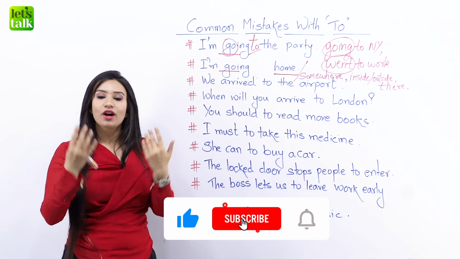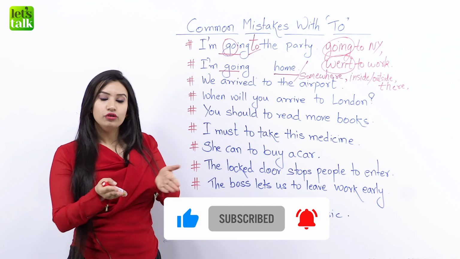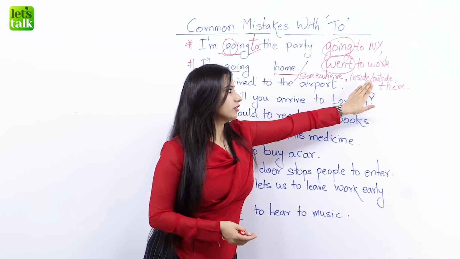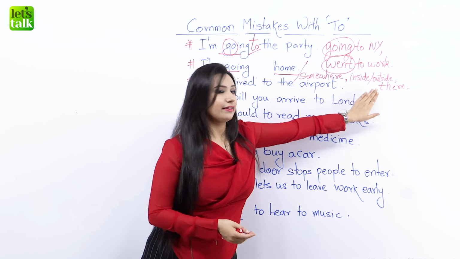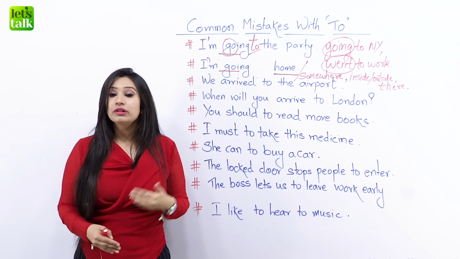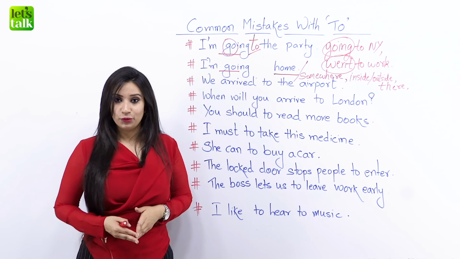But there are some exceptions to this rule. With words like home, somewhere, inside, outside, there, upstairs, or downstairs, with all of these words, we do not use to, even though we use go. Okay, so I hope this rule has been clear to you. Now with this, we move to the next rule about using to.